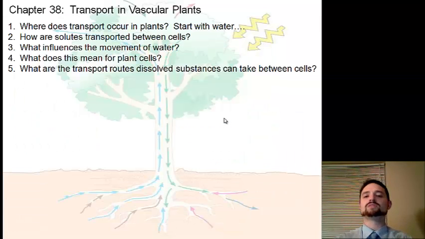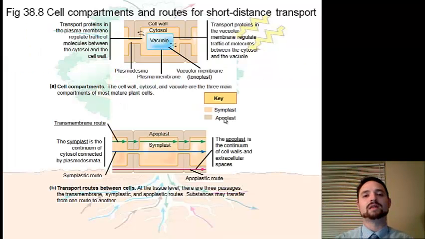So what are some transport routes that substances can take to get from one cell to the next, in essence moving up and down the plant and so on? Well, when water or minerals or whatever is trying to move, there are a couple of different routes. The first you'll see on here is green, and it's called the transmembrane route.